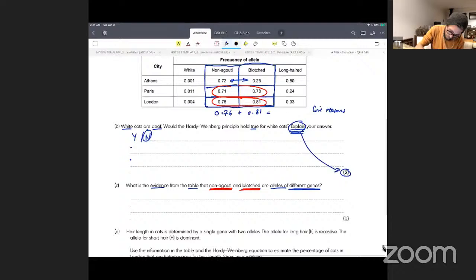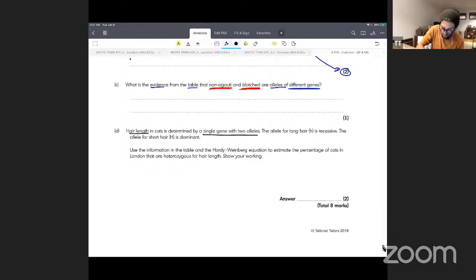Okay. Hair length in cats is determined by a single gene with two alleles. Always, you basically don't have to worry about it. The allele for long hair is recessive. Short hair is dominant. Use the information and the Hardy-Weinberg equation to estimate the percentages. Again, we have to give percentages, and as soon as I see that, my eyes flick to the mark scheme. It's not there. Do I give it as a frequency? If it says give the answer as a frequency, that's when you give it as a decimal.